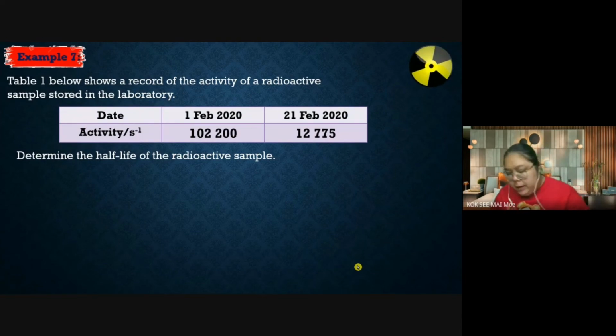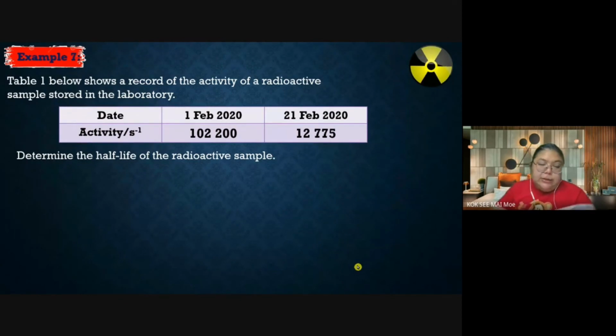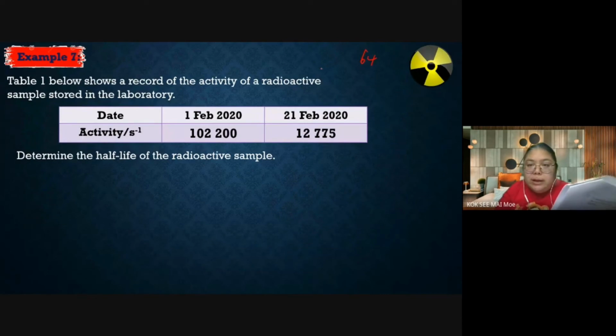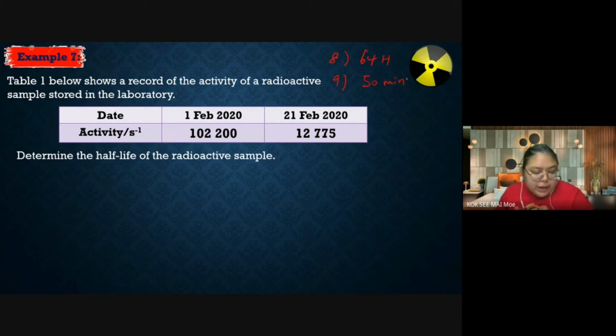You got example 8, is it from the notes? The answer for example 8 is 64 hours. Okay, example 9, the answer is 50 minutes. Okay, you're going to check.